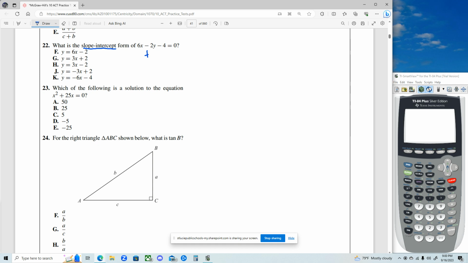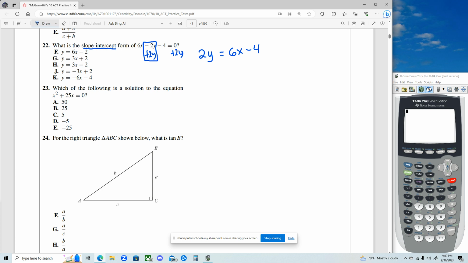So I'm going to add 2y on both sides of the equation, on both sides of my equal sign, so that this negative 2y will cancel out, and that's going to give me 6x minus 4 is equal to 2y. And I think they went kind of easy on me right here because all of these numbers for each piece of this equation are even numbers.